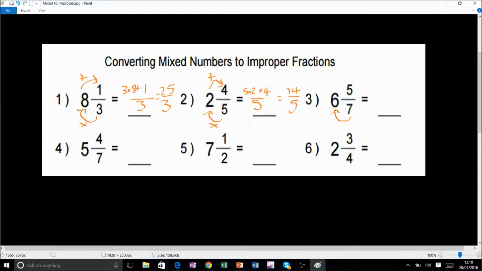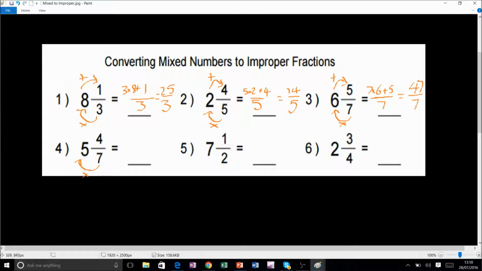Now let's look at the next one here. Again, we're going to multiply the 7 by the 6, and then the value that we get, we're going to add to the 5. So we're going to have 7 times 6 plus 5. And that is going to give us 7 times 6 is 42. 42 plus 5 is 47. Okay, lovely.